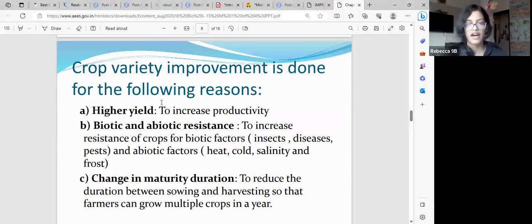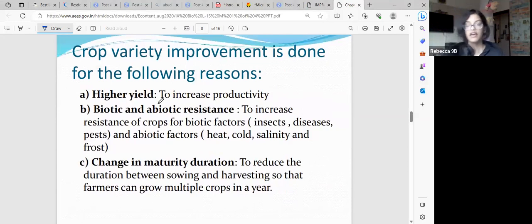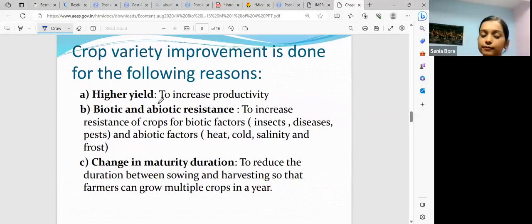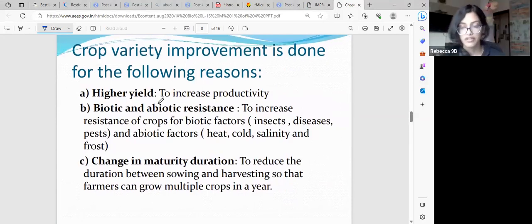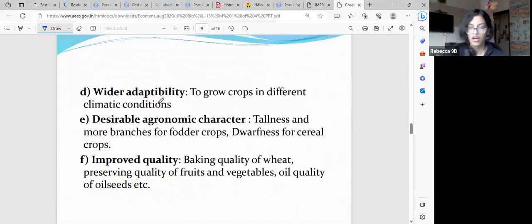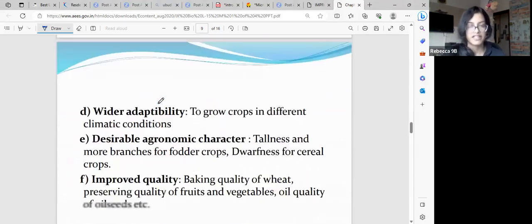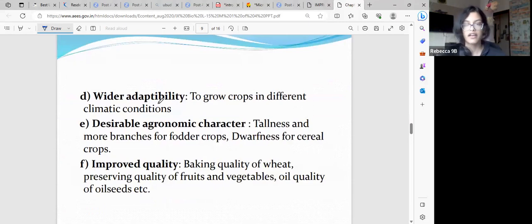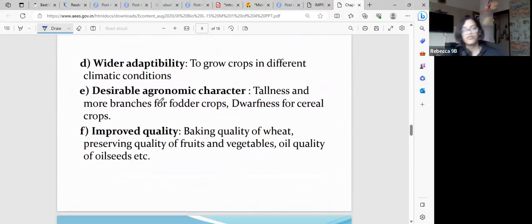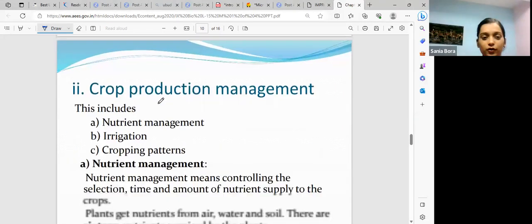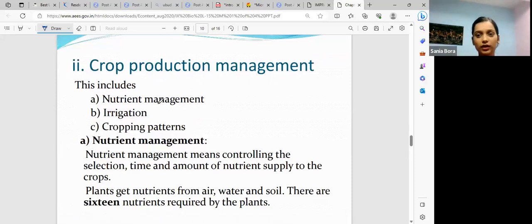Will this do higher yield, get biotic and abiotic resistance, change in maturity duration, wider adaptability, desirable characteristics, and improved quality? Yes, very good. Okay, so this is what we did, how to do crop improvement and everything.